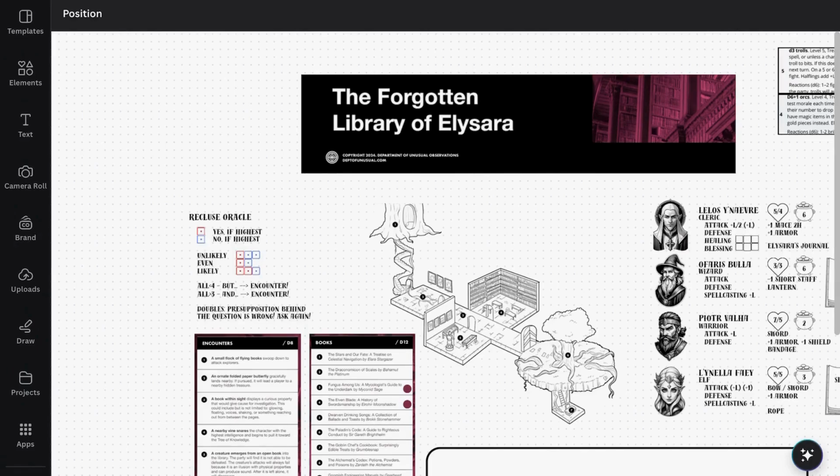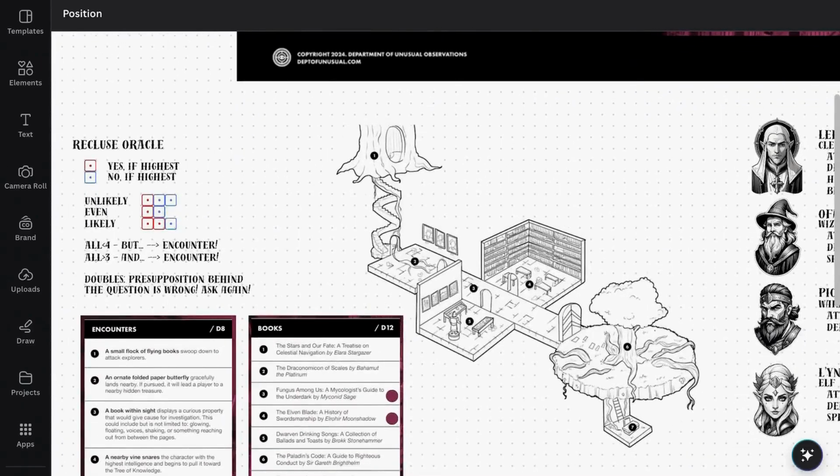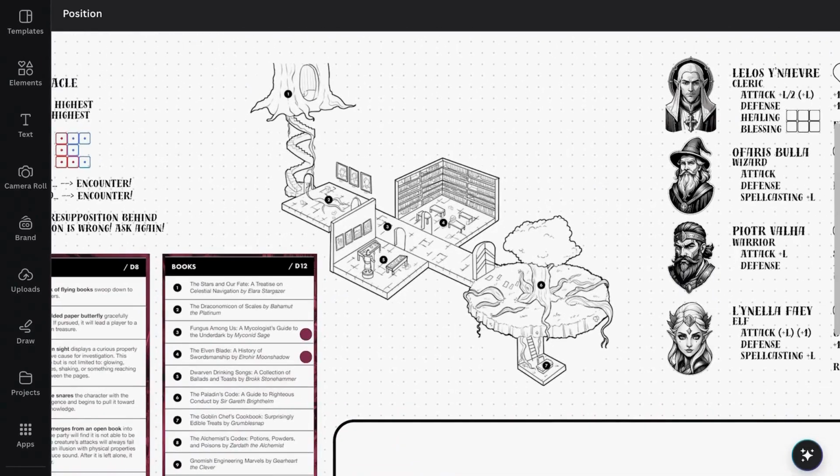Actually, there can be a conflict here because Linella and Lelos see that this is something about the elfish history, and they cannot give it to Opharis so easily. But I believe that with the good connection between Lelos and Opharis, they can agree. Opharis will take this Elven Blade, A History of Swordsmanship book with him, but keep in touch with Lelos, and after this examination of the book, maybe Opharis can send it to Lelos to get it.